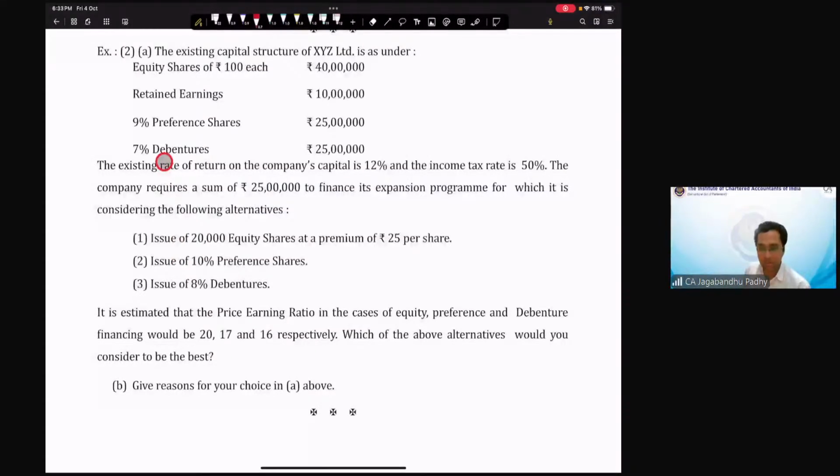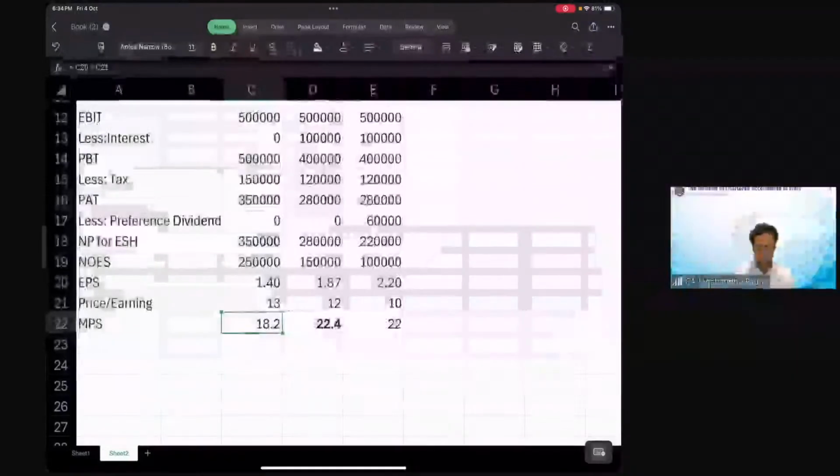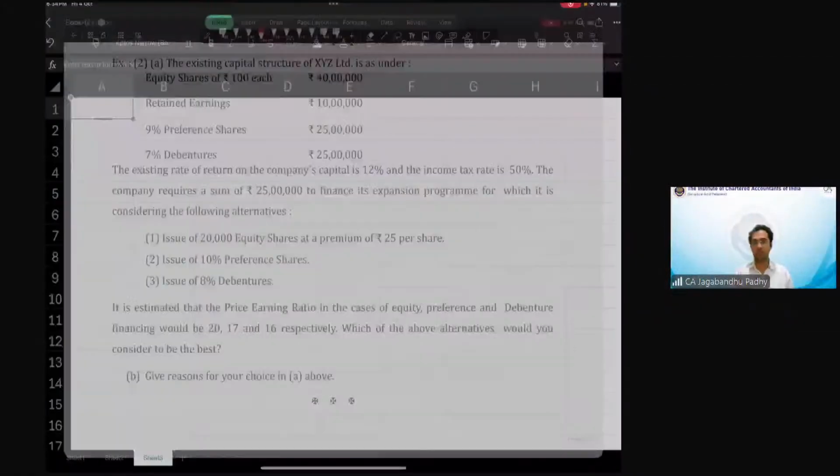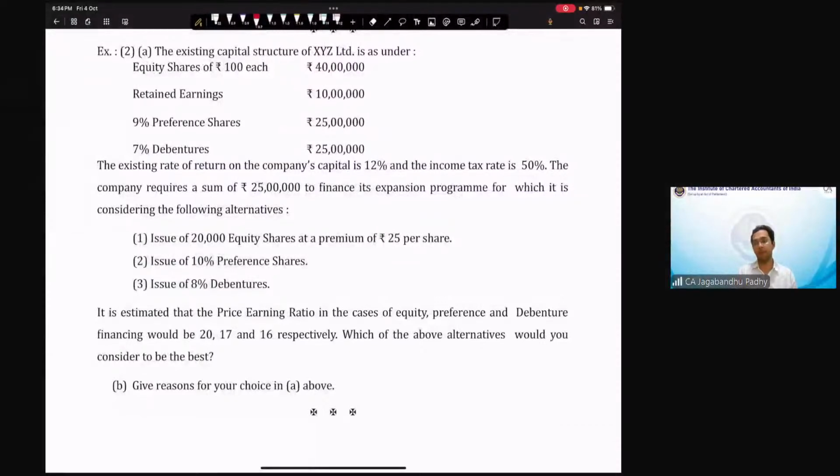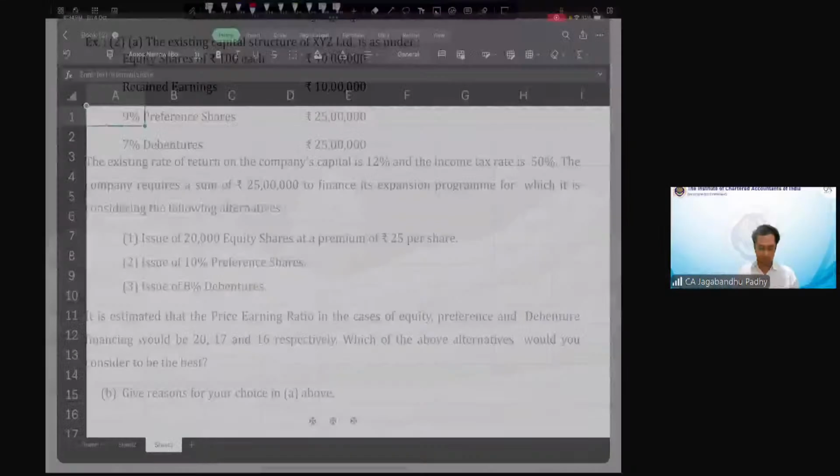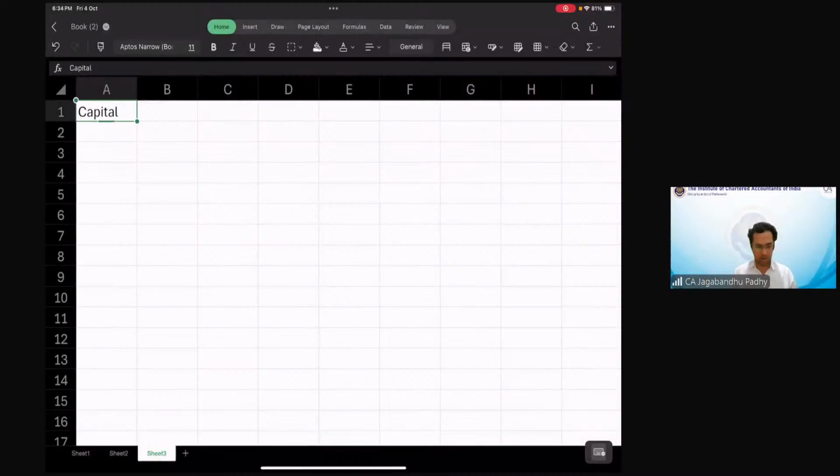The existing capital structure of XYZ is as under: equity shares of rupees 100 each, 40 lakh, retained earnings of 10 lakh, 9% preference shares of 25 lakh, 7% debentures of 25 lakh. So the existing capital structure comprises these numbers. What's the total capital employed right now? 1 crore, right? So let's write down the capital.